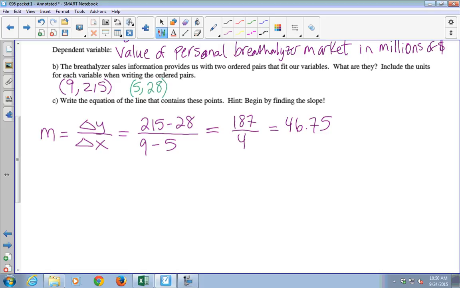What are the units on that 46.75? What does that 46.75 mean? Yeah, that is how much the breathalyzer market grows by each year. So when I did 215 minus 28, remember that was millions of dollars. And the 9 minus 5, that was years. So my final unit is millions of dollars per year. Once you have the units written down, it's easier to identify what that's measuring: the growth of the personal breathalyzer market.